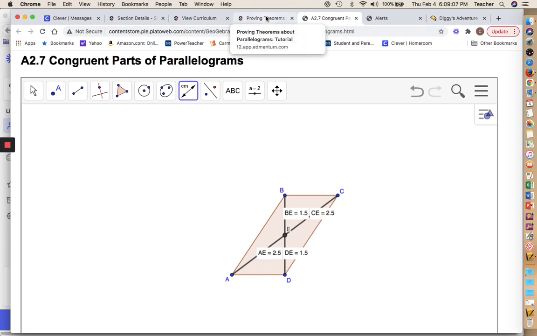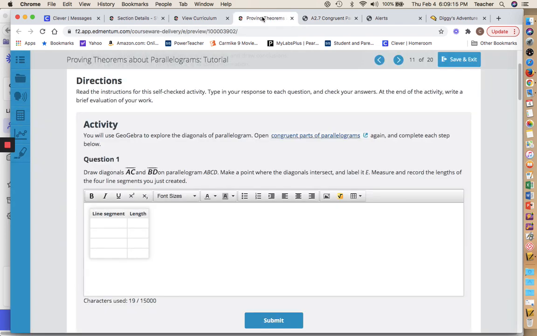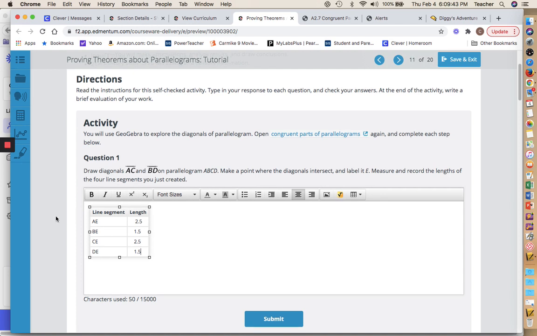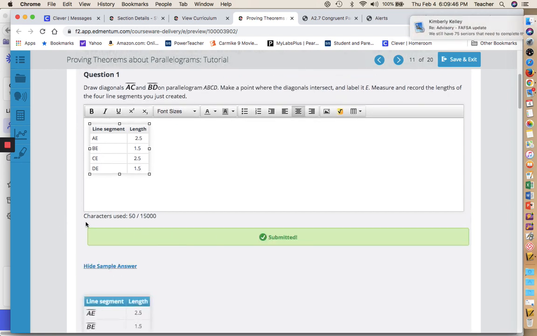So I need to label those, huh? All right, so I've got 2.5s and 1.5s. All right, so let's see. AE, that was a 2.5. And BE was a 1.5. CE was a 2.5. And DE is a 1.5. All right, so measure the lengths. I just got that. That's all I got to do. So there's question 1.